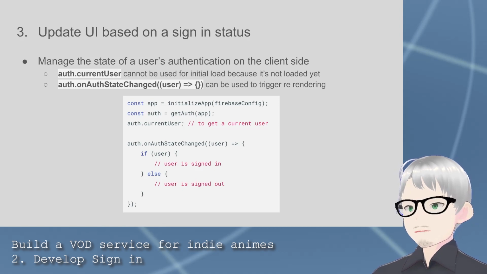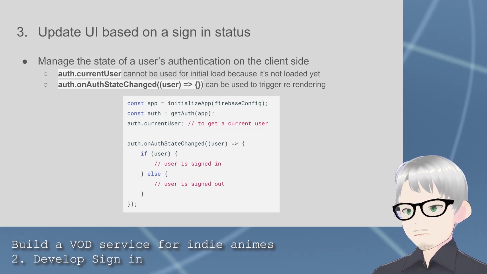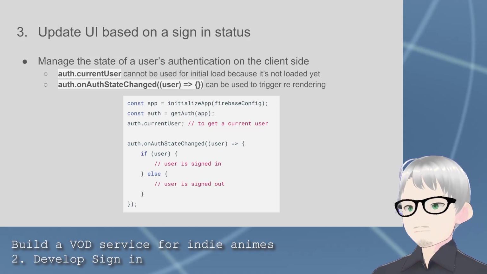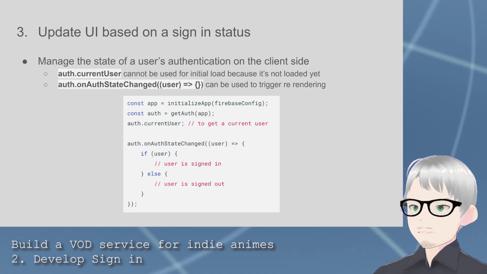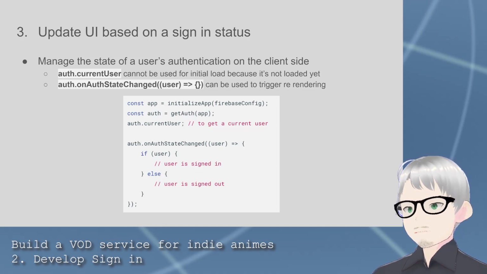These are the related features provided by Firebase to manage the state of the user's authentication on the client side. First is auth.currentUser, and this is the current user authenticated by using the Firebase function. But this current user cannot be used for initial loading because it's not loaded by Firebase yet.